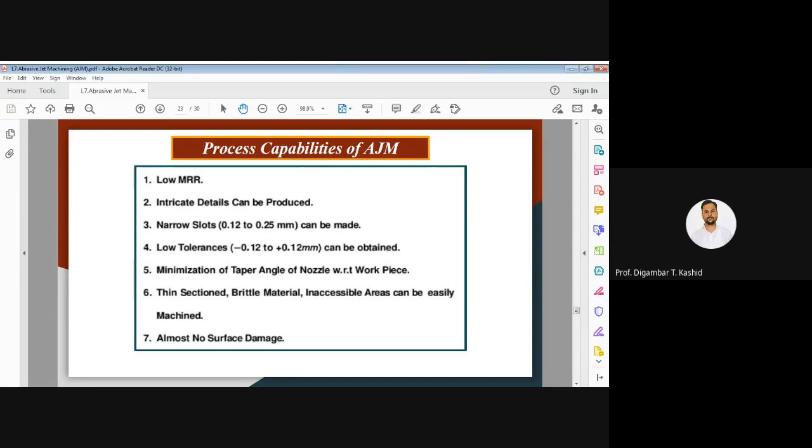The next capability is almost no surface damage, because there is not much heat generation in this process. The workpiece is always in contact with air, so there is no heat generation. The rise in temperature is very low compared to other processes, so there is no thermal damage to your workpiece surface. Also, no large forces are acting on the workpiece, so there is no mechanical deformation. So these are the process capabilities.